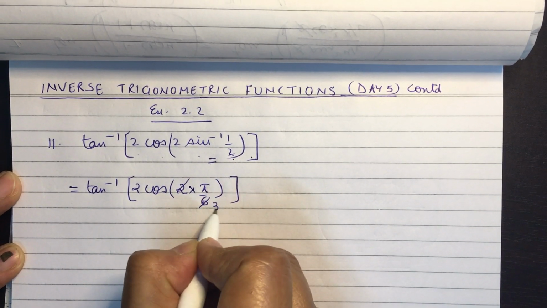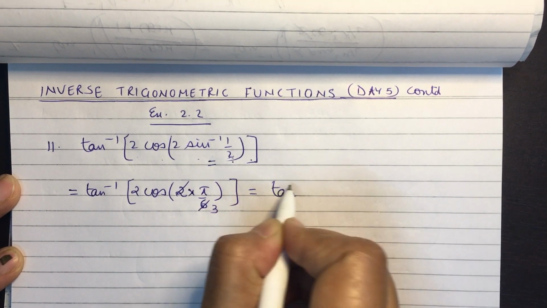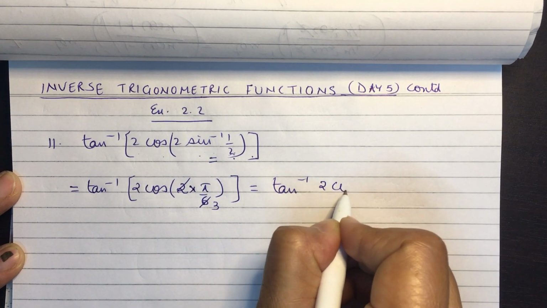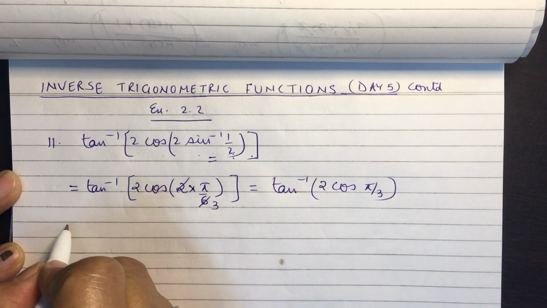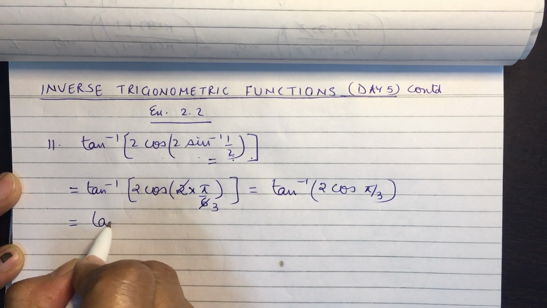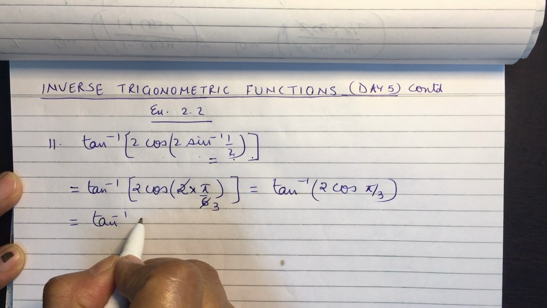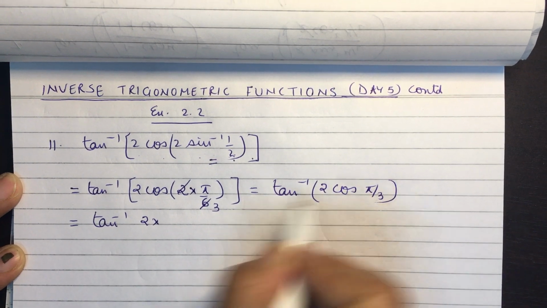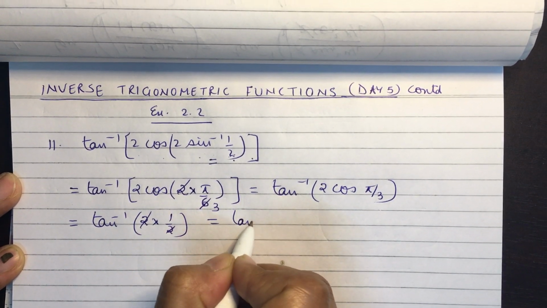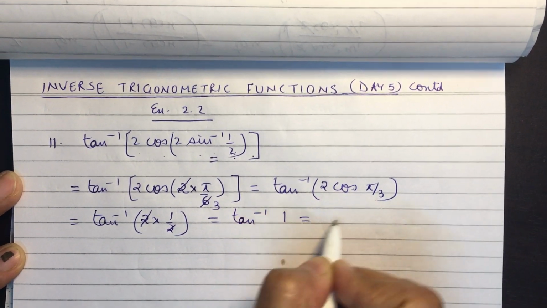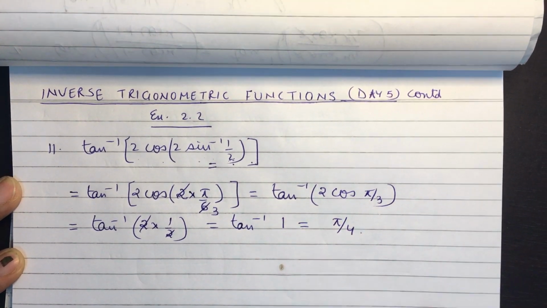This gets cancelled. So this becomes equal to tan inverse 2 cos pi by 3. This becomes equal to tan inverse 2 into cos pi by 3, which is half. This gets cancelled. This is tan inverse 1, which is equal to pi by 4.